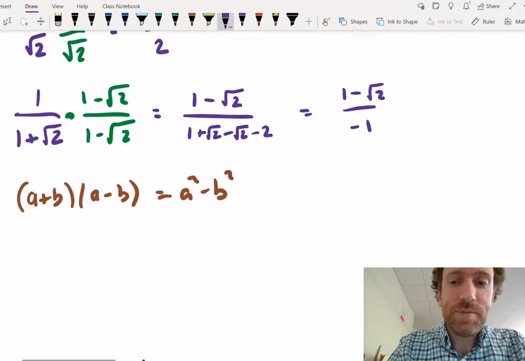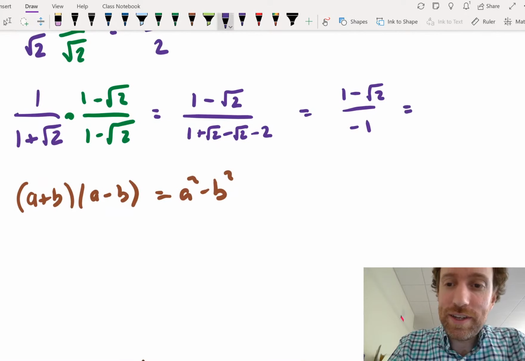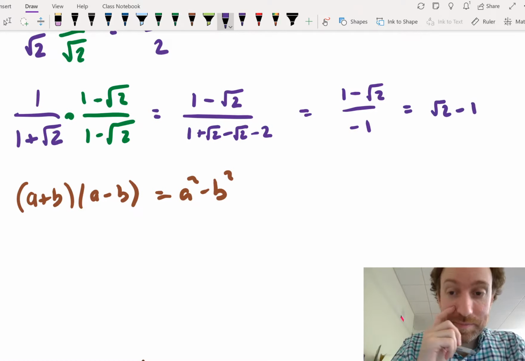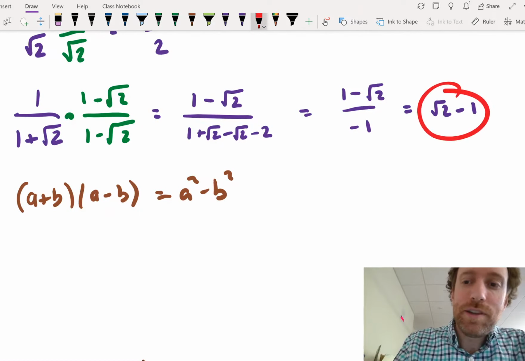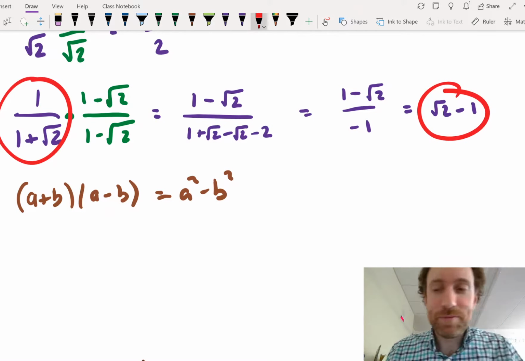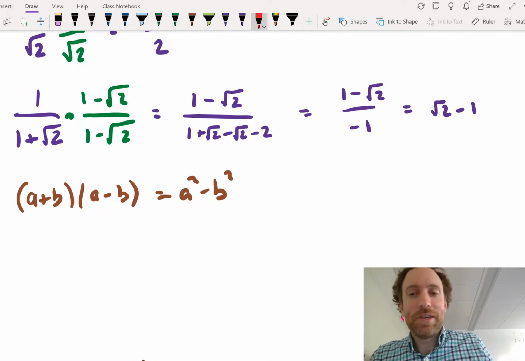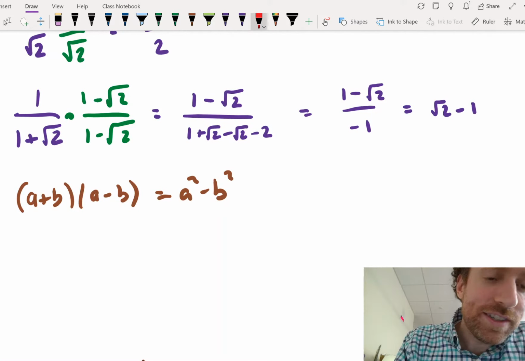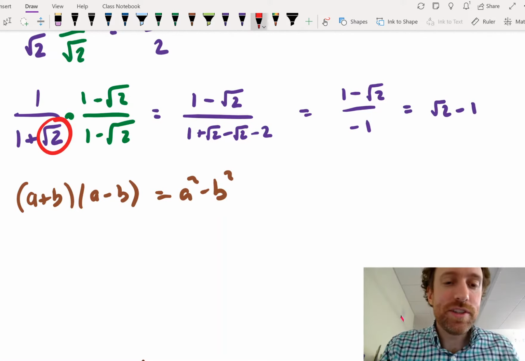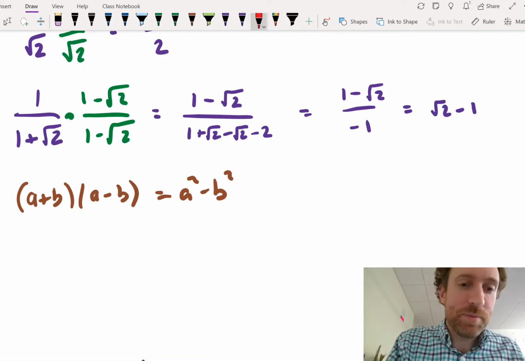Okay, you should end up with what I have, which I can write as root 2 minus 1. And I think you'll agree that that is much better than what we started with. Yes, it is. So why was I telling you this story about rationalizing the denominator? Because the way you get rid of a square root is essentially by squaring. And we did this by multiplying top and bottom by 1 minus root 2.